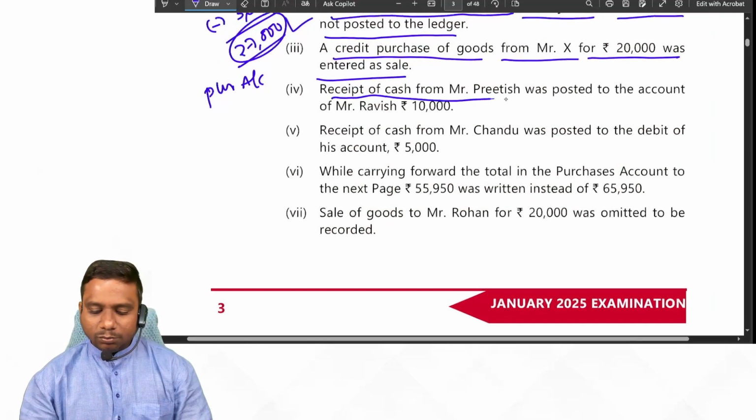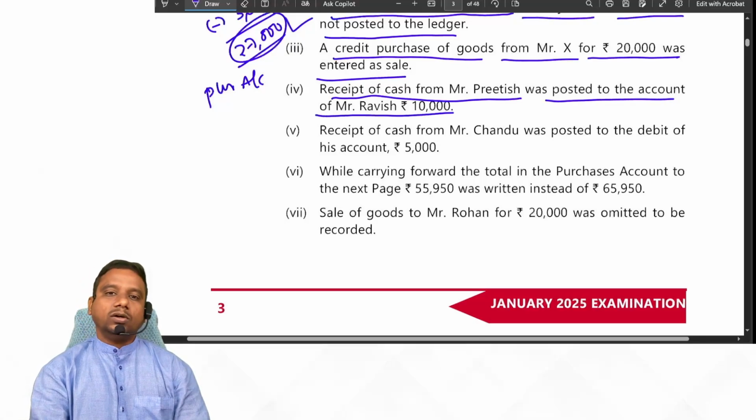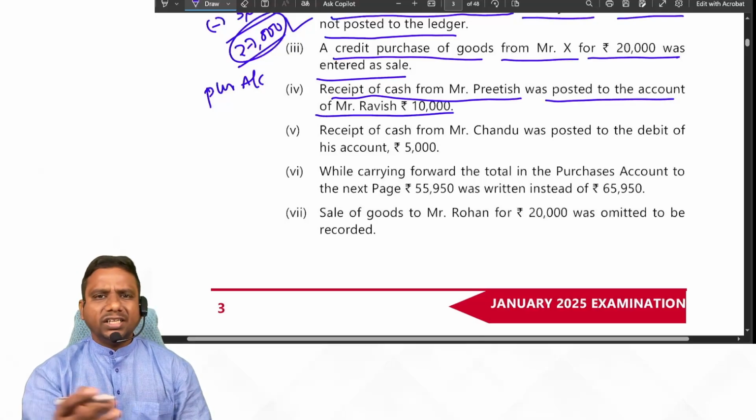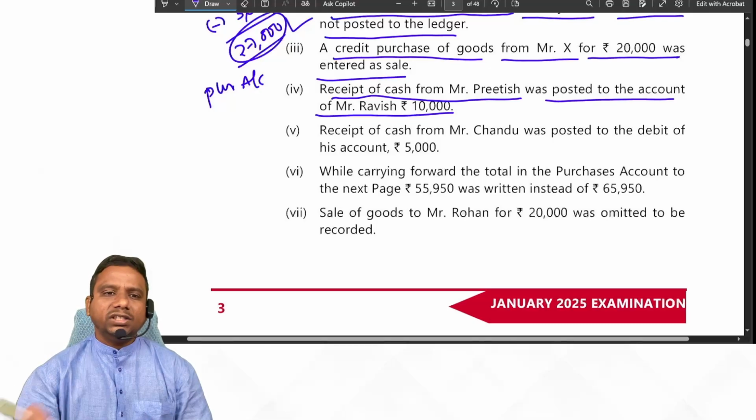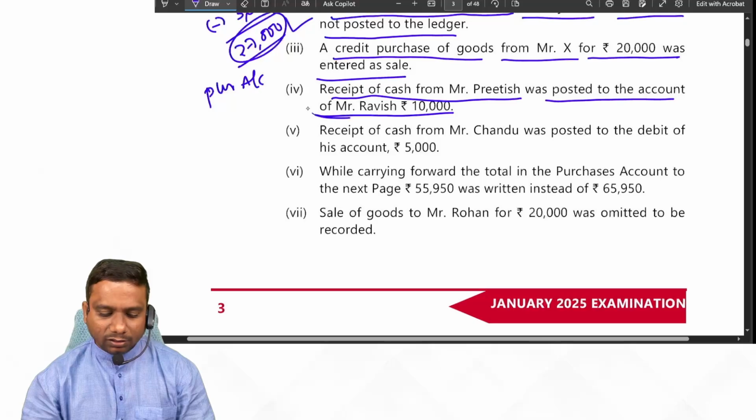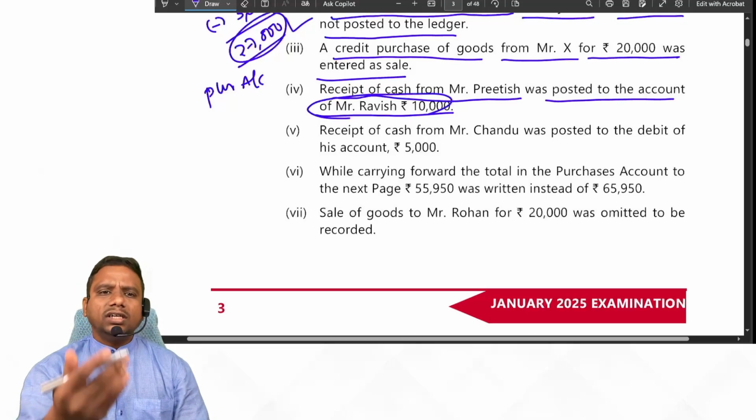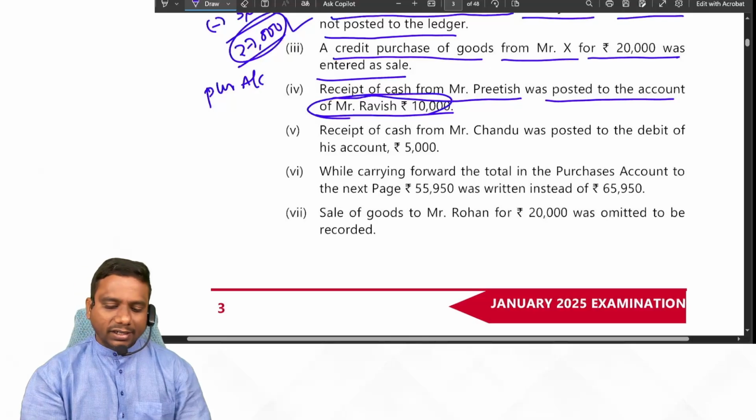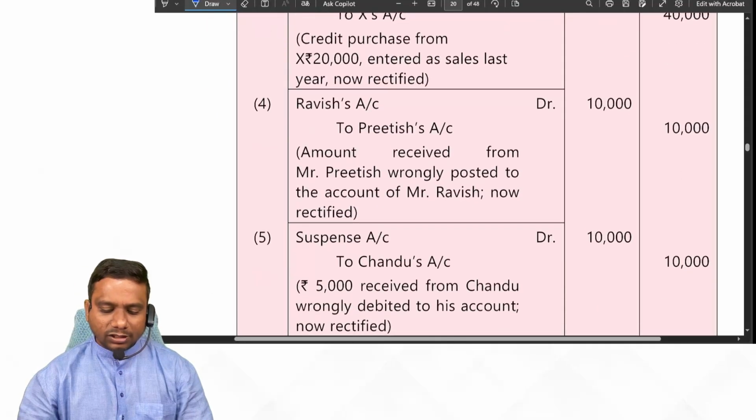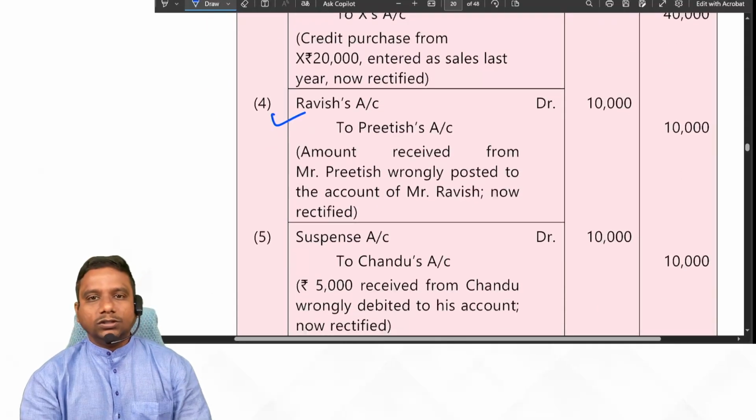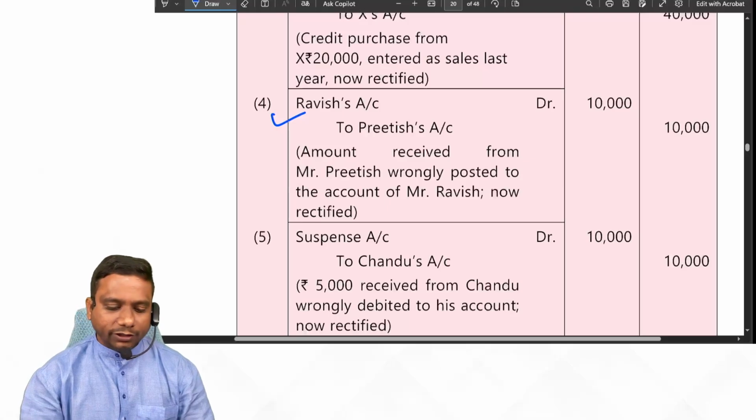Receipt of cash from Mr. Pritish was posted to the account of Mr. Ravish, 10,000. Normally, what is the entry for receipt of cash? Cash account debit to Pritish account. So, Pritish account must be credited. But by mistake, we credited Ravish account. How do you rectify this? Now, Ravish account debit, Pritish account credit. So, Ravish account debit to Pritish account 10,000. I hope you are following, students. Next one.